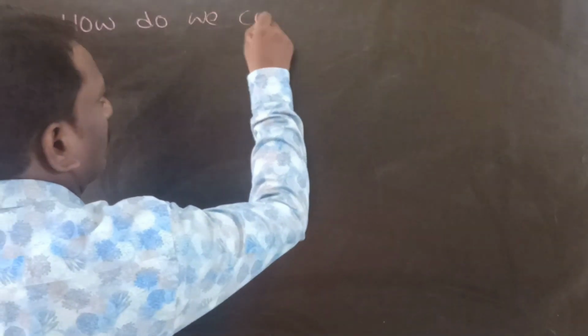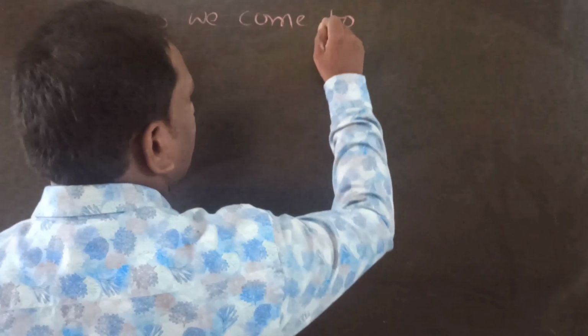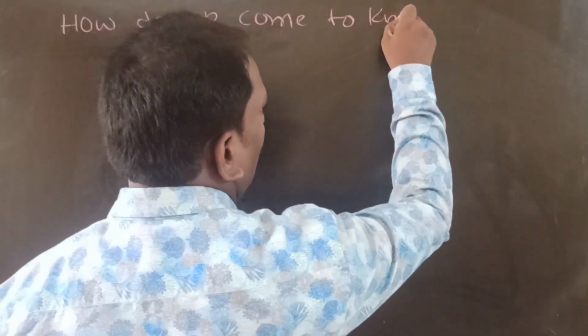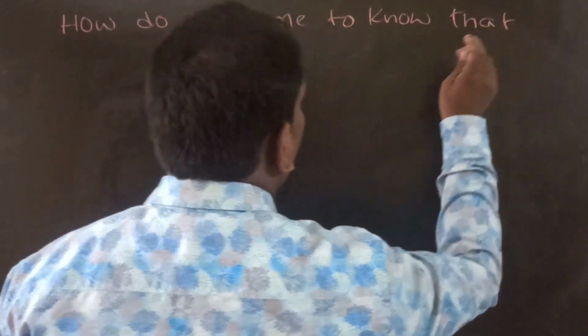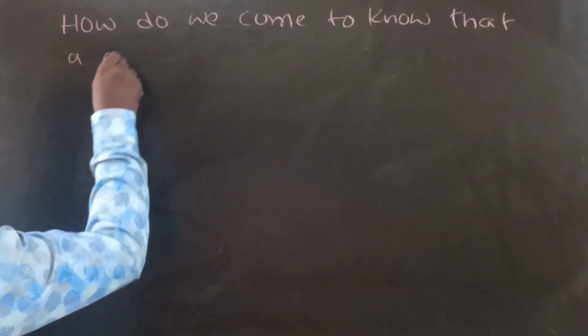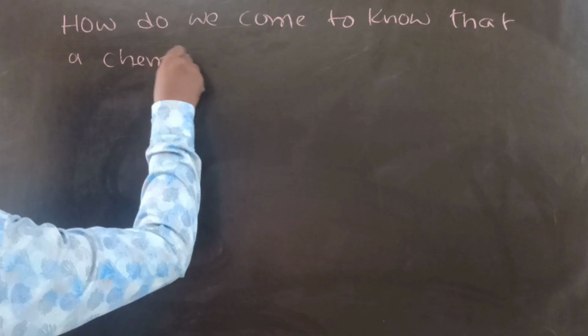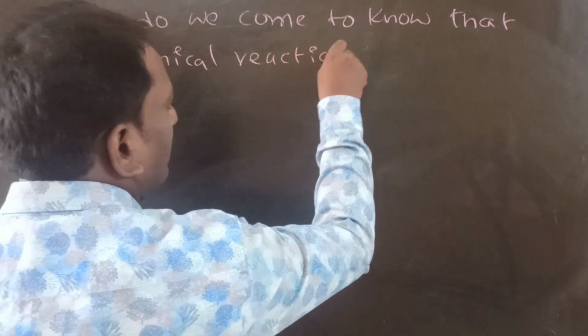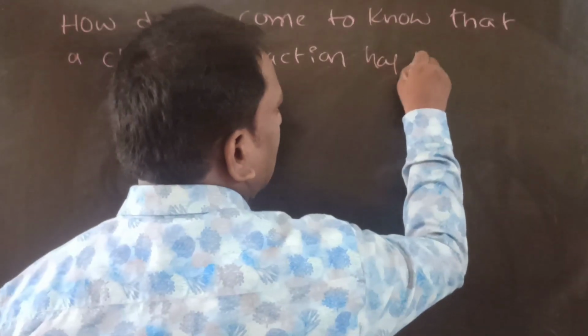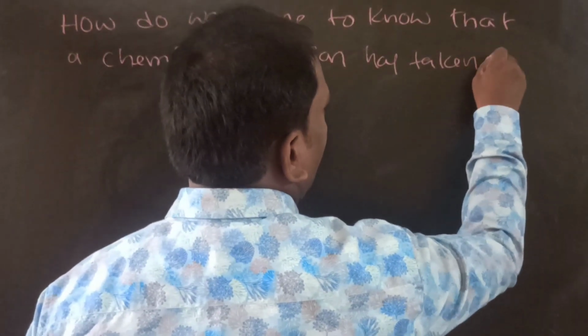How do we come to know that a chemical reaction has taken place?